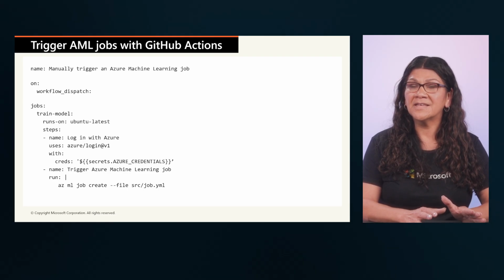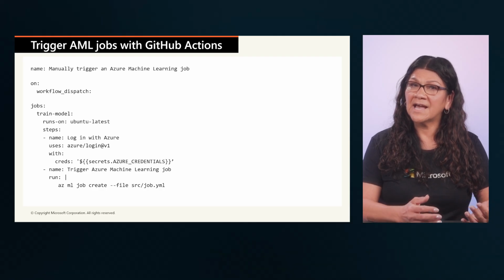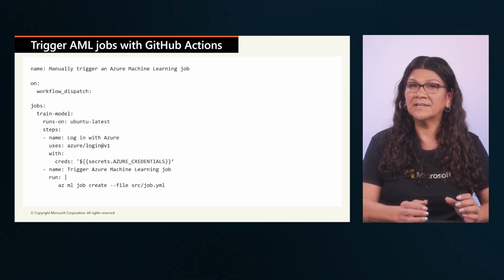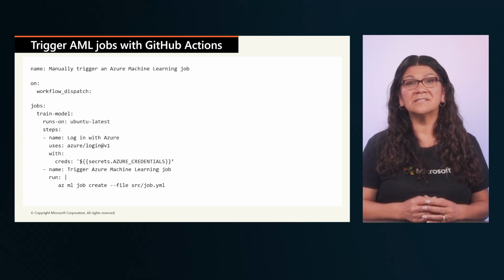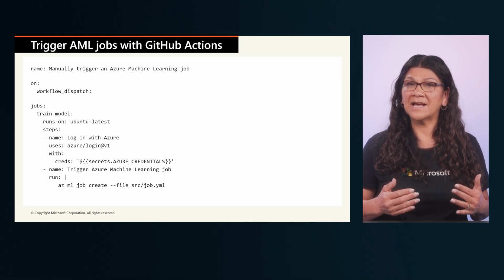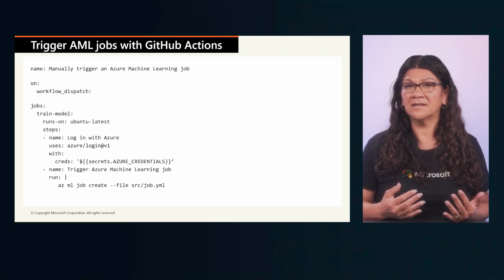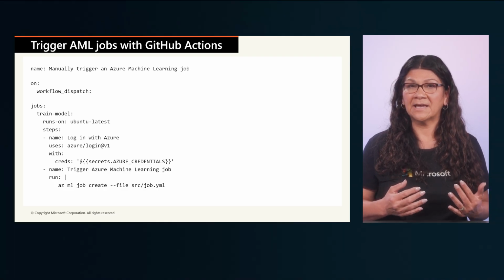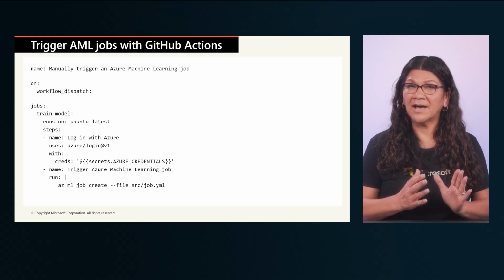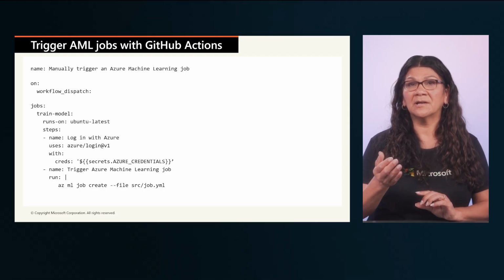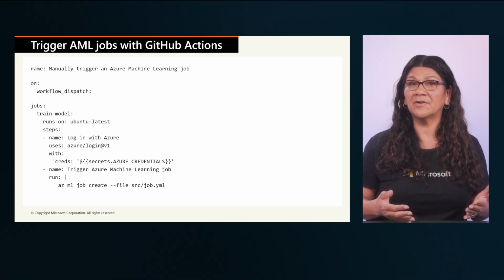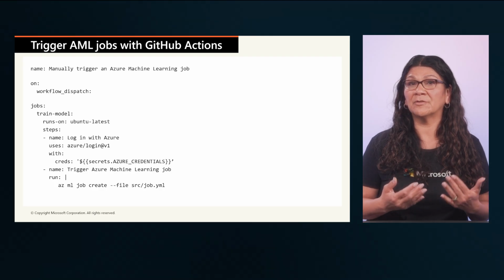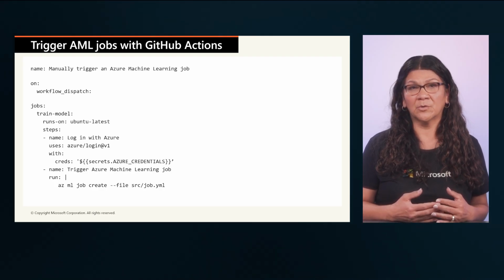The workflow then performs two main steps. Step 1, authenticate with Azure using the azure/login@v1 GitHub Action and credentials stored securely in our GitHub secrets, AZURE_CREDENTIALS. Step 2 is to execute the Azure ML CLI command, az ml job create, with the file parameter pointing to the source job.yaml, which submits a machine learning job defined in the source job YAML file to the Azure Machine Learning workspace.